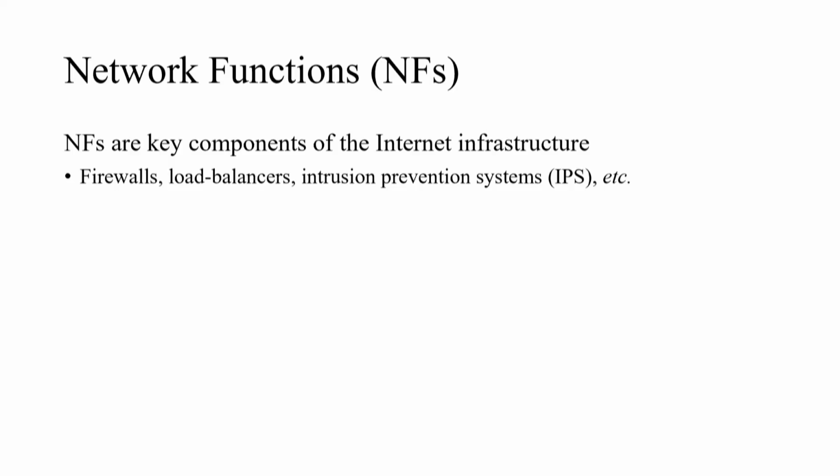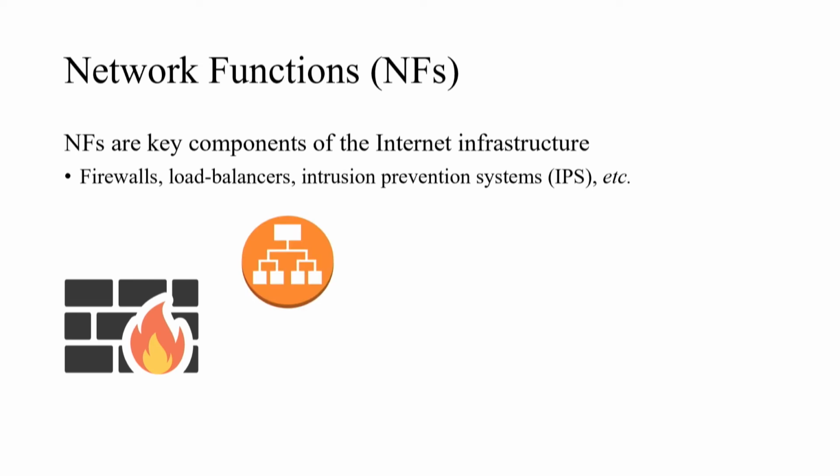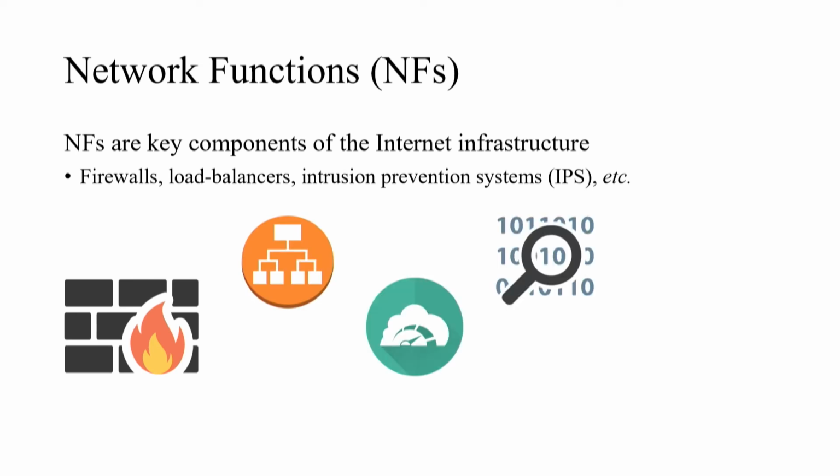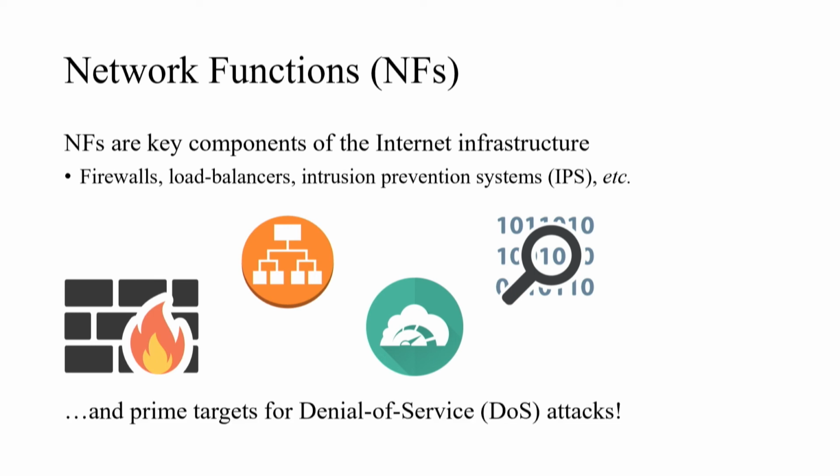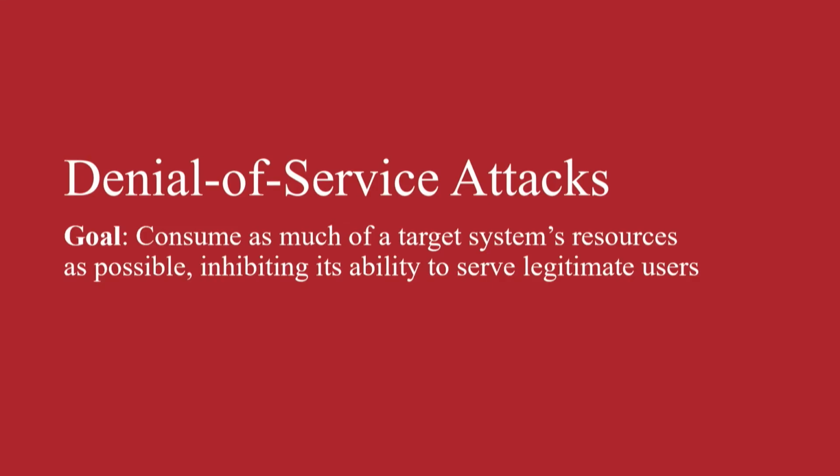So our story today starts with network functions. As you all probably know, NFs are key components of the modern internet infrastructure, and they serve a number of important purposes. For example, NFs are used to implement firewalls, load balancers, WAN optimizers, intrusion prevention systems, etc. However, as a result of this ubiquity, NFs are also prime targets for denial-of-service attacks. Recall that the goal of a DOS attack is to consume as much of a target system's resources as possible, thereby inhibiting its ability to serve legitimate users.